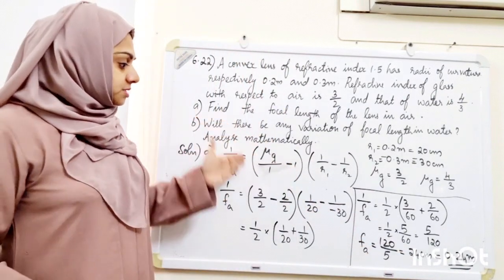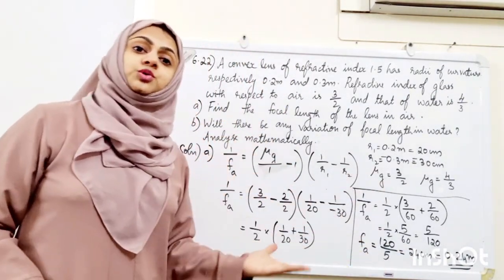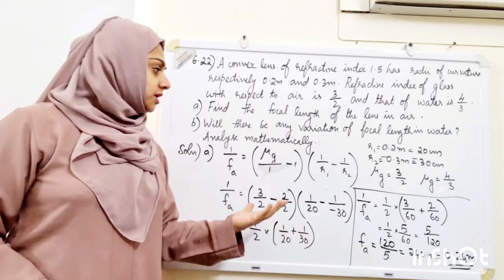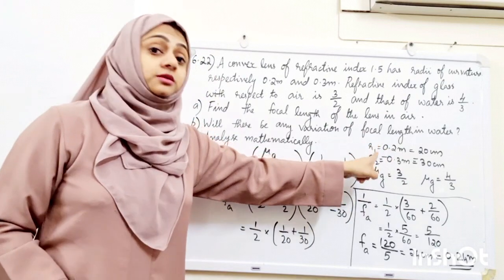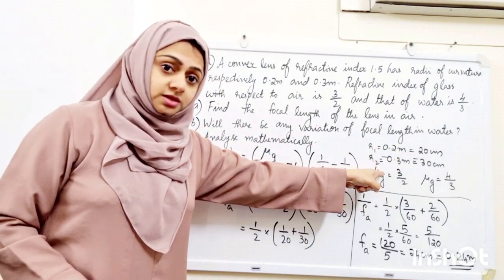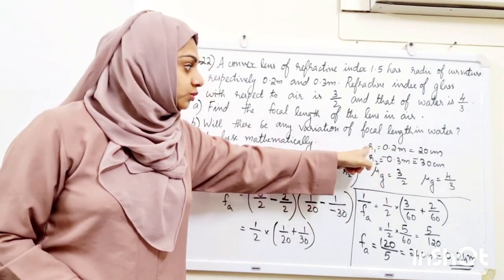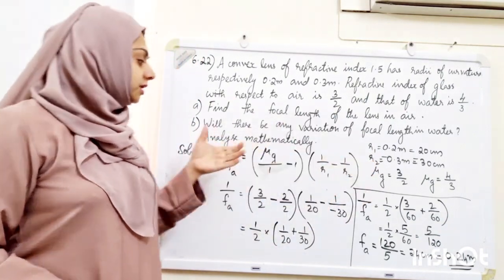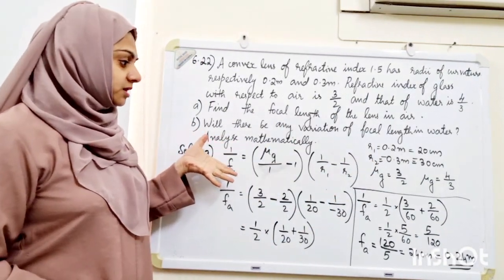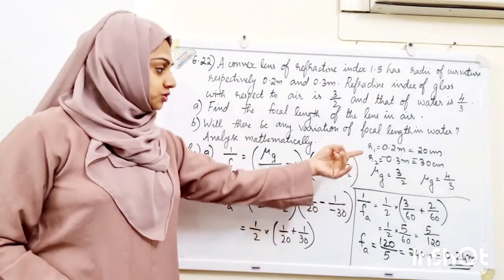So I hope this is clear to you. It's similar to what we did before. What I did was I just converted the meters to centimeters, and I have also used the sign convention by which R1 will be positive and R2 will become negative. Then I use the lens maker's formula. I hope this is clear to you.